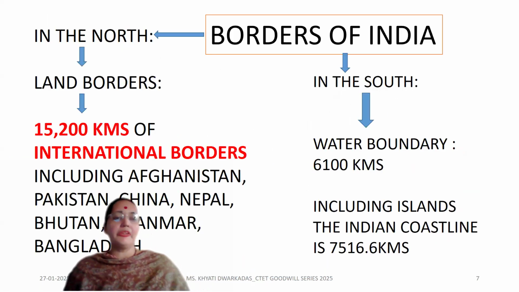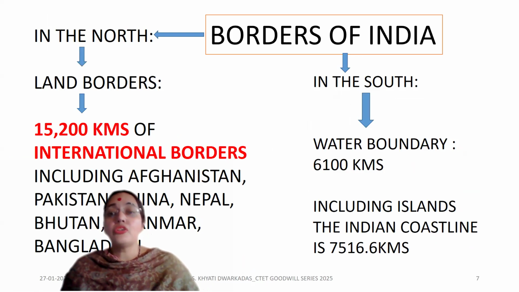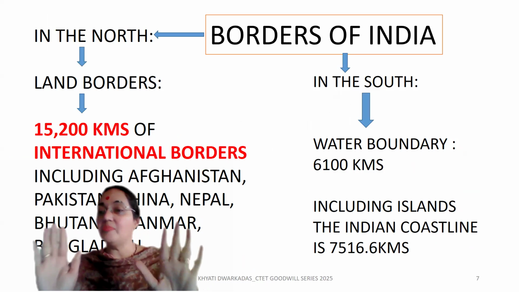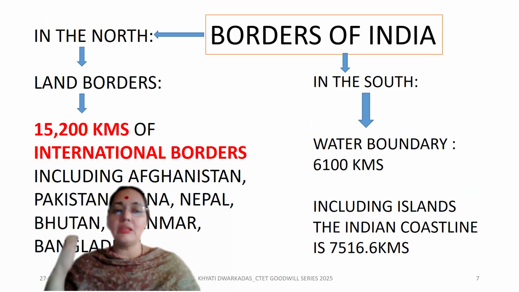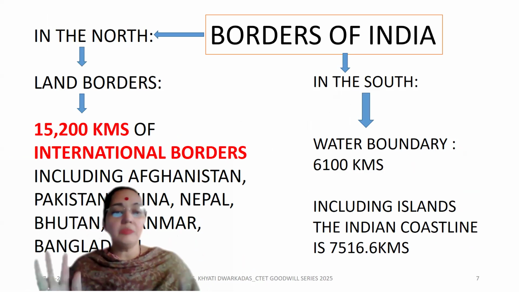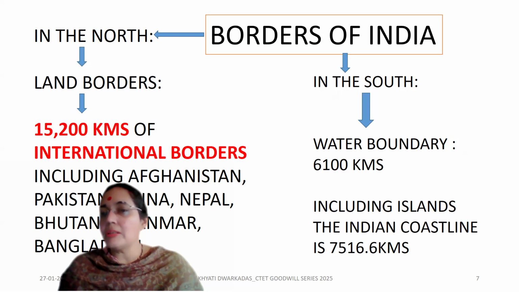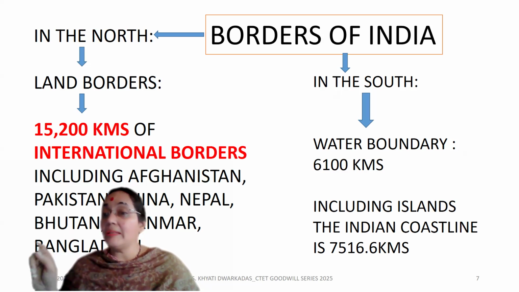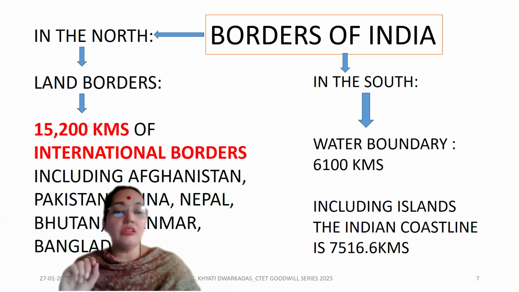Now let us look at the borders of India. So in the north, we have two kinds of borders. One is the northern border, one is the southern border. Now the northern borders of India are mainly land borders. There is no water body on the top. So the northern land border of India is 15,200 kilometers, and that is our international border. This includes Afghanistan, Pakistan, China, Nepal, Bhutan, Myanmar, and Bangladesh. This is our northern border.